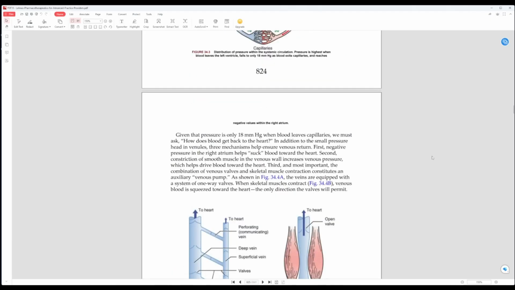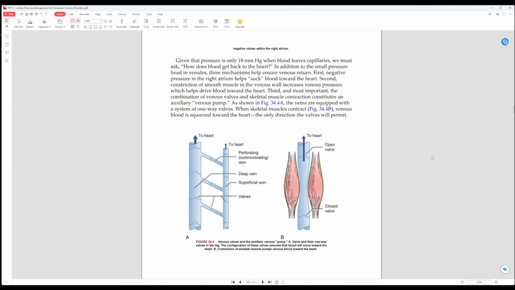Given that the pressure is only 18 millimeters of mercury when blood leaves capillaries, we must ask, how does blood get back to the heart? In addition to the small pressure head in venules, three mechanisms help ensure venous return. The first being negative pressure in the right atrium, which helps suck blood towards the heart. Second, constriction of the smooth muscles in the venous wall increases venous pressure, which helps drive blood toward the heart. Third, and this is the most important one, the combination of venous valves and skeletal muscle contraction constitutes an auxiliary venous pump, as shown in the next figure here, 34.4, the A portion.